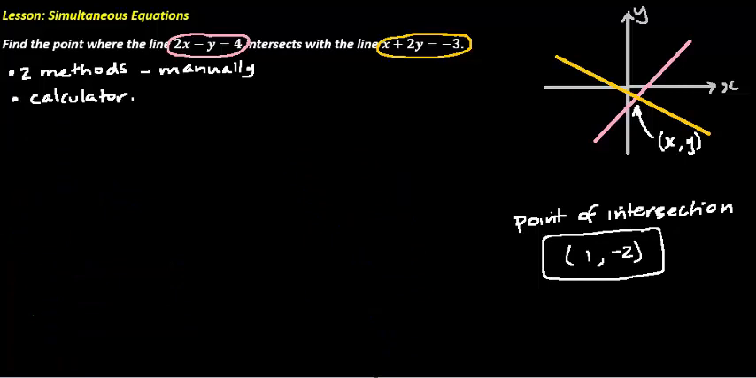The second method we can use is called the substitution method. When we use the substitution method, we're looking for a different type of equation. So I'll write that down now. The substitution method.